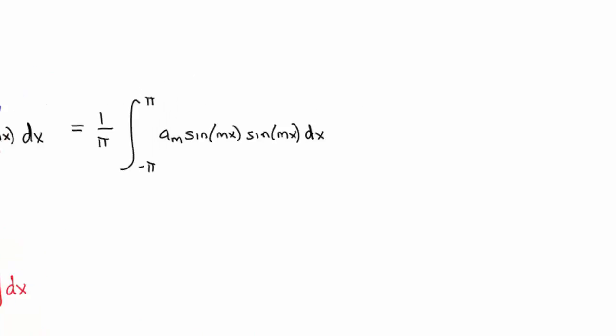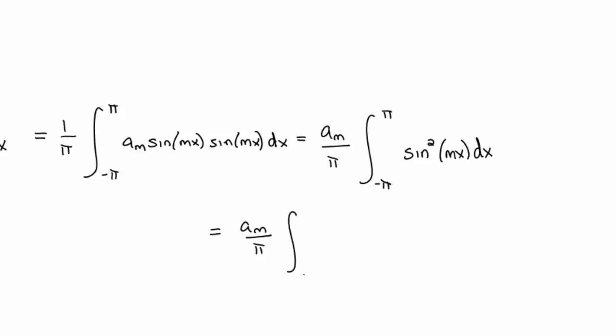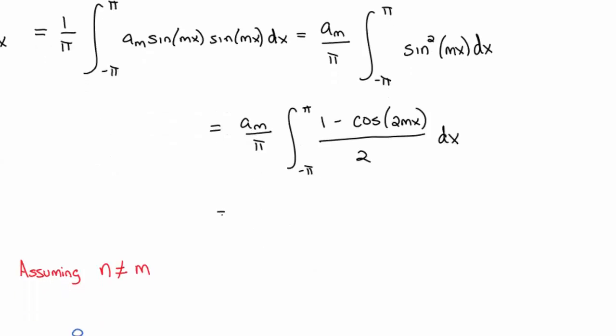Which is the same thing as a sub m over pi, integral from negative pi to pi, of the sine squared of mx dx. And now we can use a half angle identity for this case specifically. So that's a sub m over pi, integral from negative pi to pi of 1 minus cosine of twice mx all over 2 dx. I'll pull that 2 out front. So this is a sub m over 2 pi, integral negative pi to pi of 1 minus the cosine of 2mx dx.